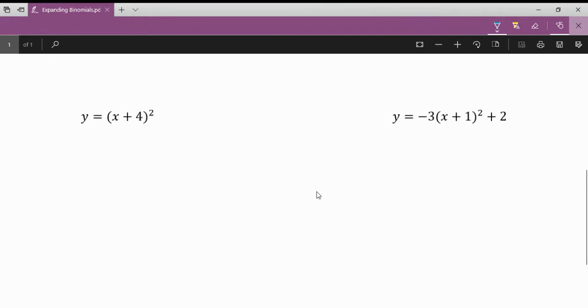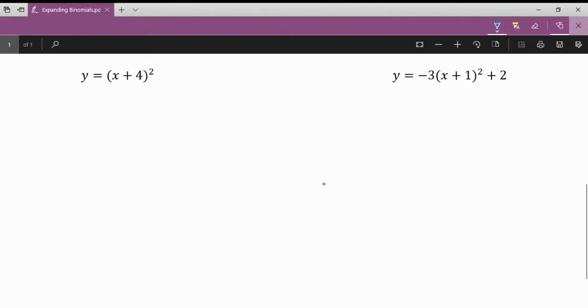Okay, let's take a look. So here's the example that I was talking about before where we had a bracket, x plus 4 squared. What we want to do is remember that that means x plus 4 times x plus 4. So then once we have this, we can use FOIL. Our first terms, x times x, is x squared. Our outside terms are x times positive 4, so positive 4x. Our inside terms are 4 times x, so plus 4x. And then our last terms, 4 times 4, is 16.